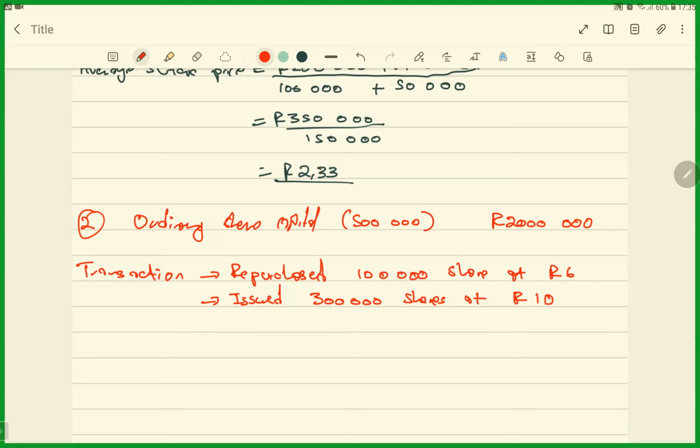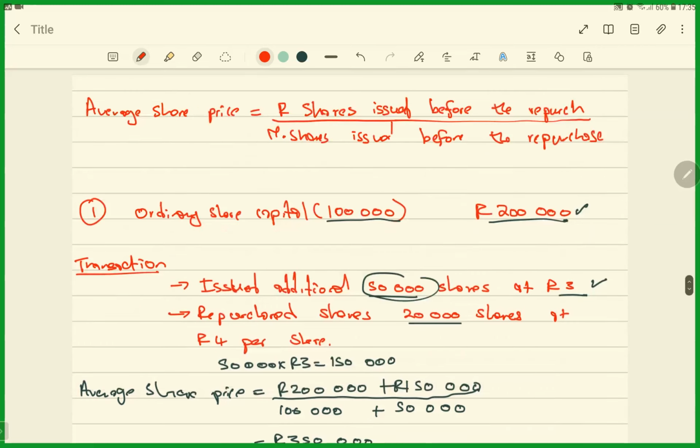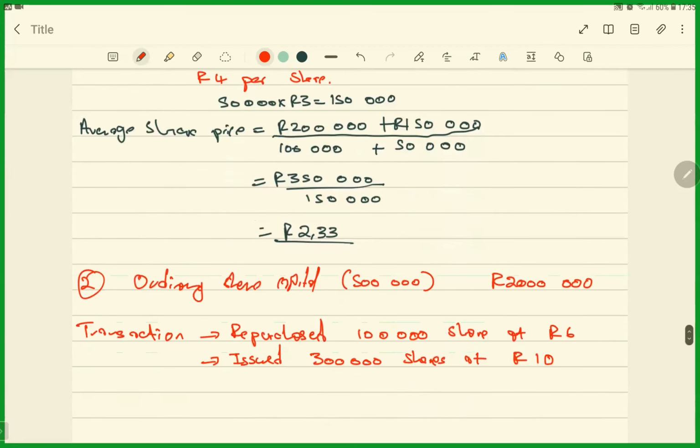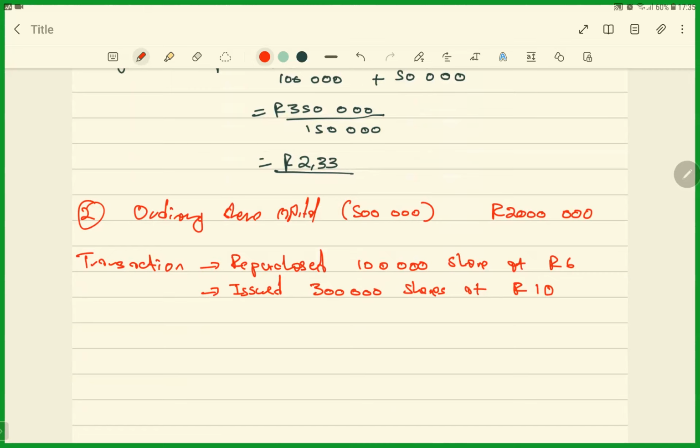So if you remember our formula, to calculate the average share price, you have to consider all issued shares before the repurchase. Here we have shares already issued from previous financial years, which amount to 500,000. After that, we have the repurchase, and after that, the issued shares. The question is, how are we going to calculate our average share price since there are shares issued after the repurchase? The answer is simple.